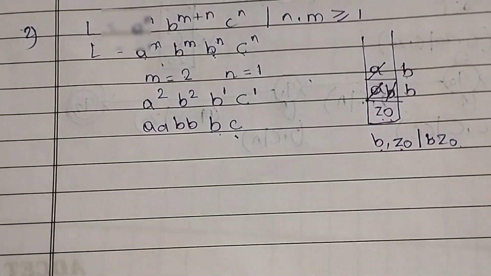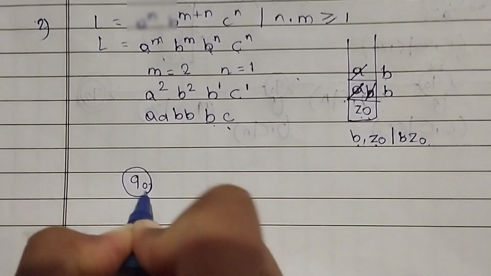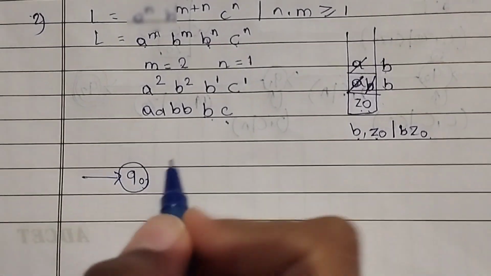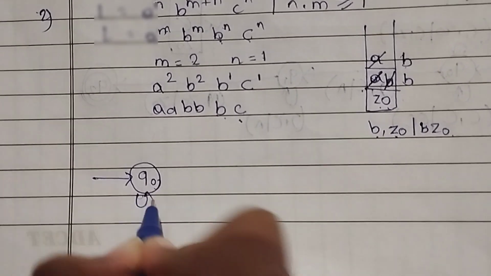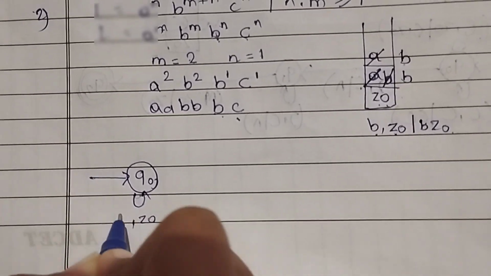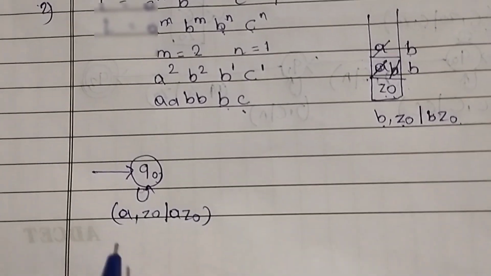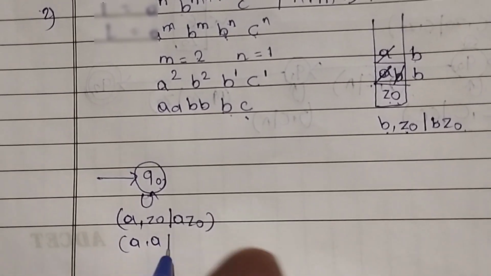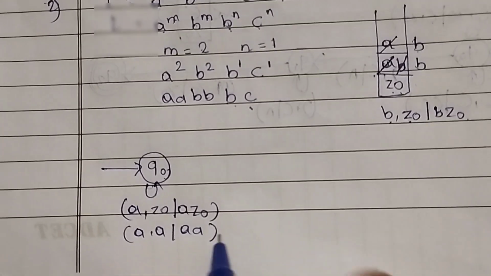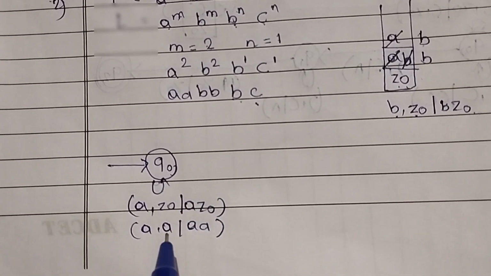Now we draw the PDA. So initially Q0, we start to draw this. So first A, if you read, then push. So initially Z0 present and you read A, so A Z0. Now initially A is present and again you read A, then AA. Now again, all the A's are pushed here.